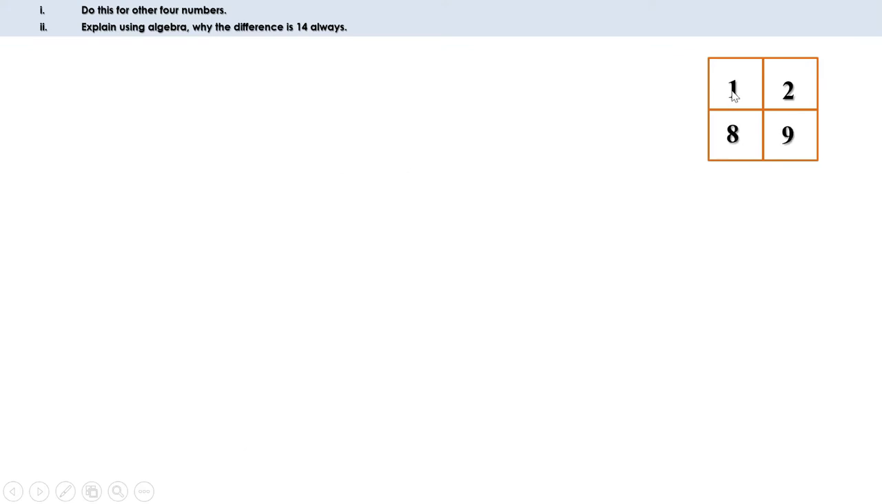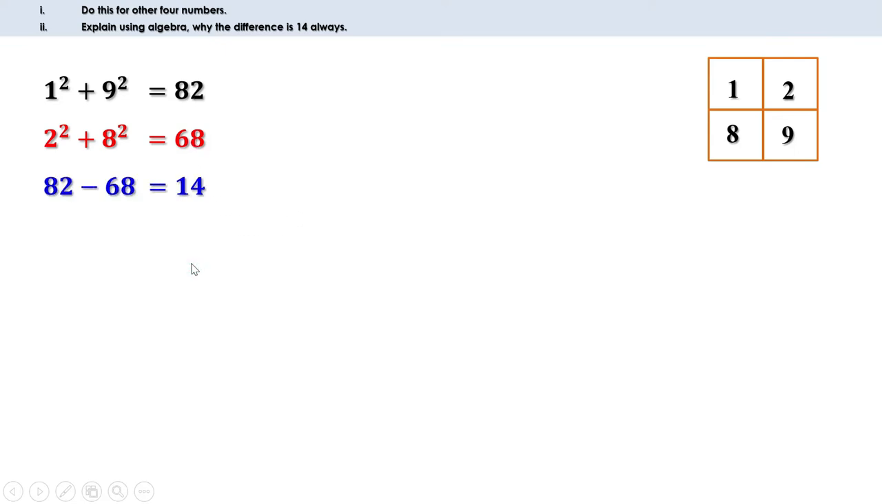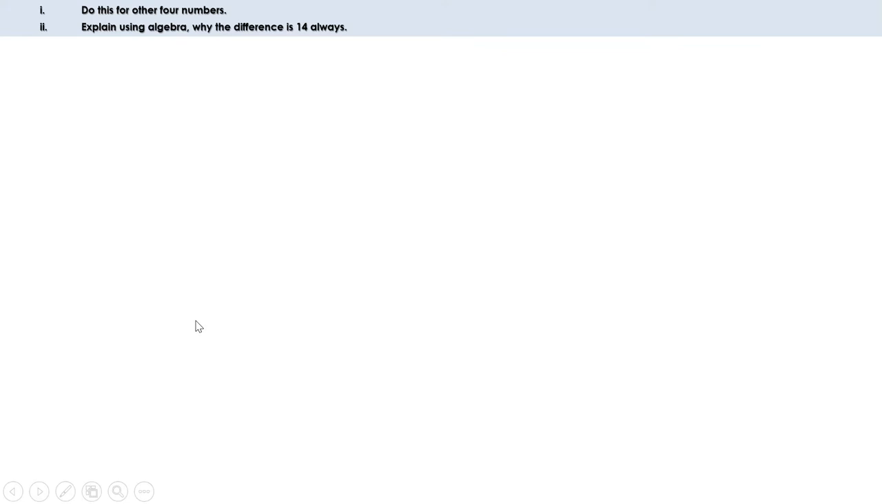Now we have to add the squares diagonally. That is 1 square plus 9 square. 1 square is 1, 9 square is 81 and adding together we get 82. Now let us take 8 square plus 2 square. 8 square is 64, 2 square is 4, adding together we get 68. Now let us find the difference. 82 minus 68 is 14. Now we have to explain using algebra why the difference is always 14.